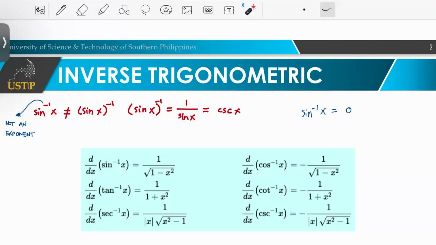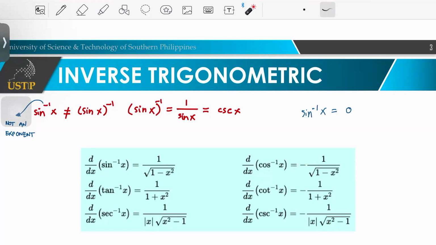Anyways, what is the derivative of that? If you are given arc sine and you are going to get the derivative, it is 1 over the square root of 1 minus x squared. Again, I won't go through each one. The difference for cosine is that it is negative.